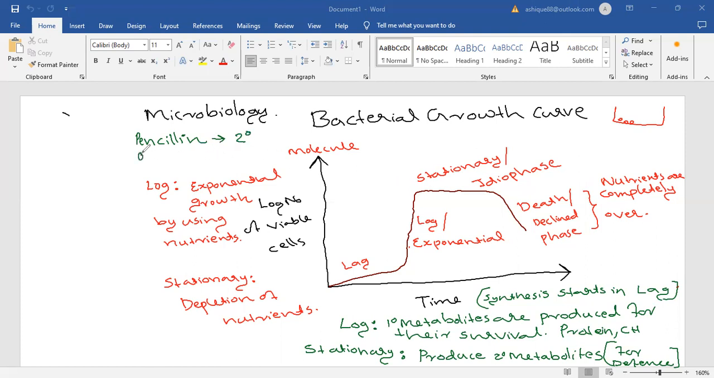If you are looking for organic acids, or ethanol, such substances, which are required for their growth and metabolism, such chemicals are known as primary metabolites. Their production starts in lag phase and their synthesis will continue during the exponential phase also. This is the bacterial growth curve. Whether it is clear?